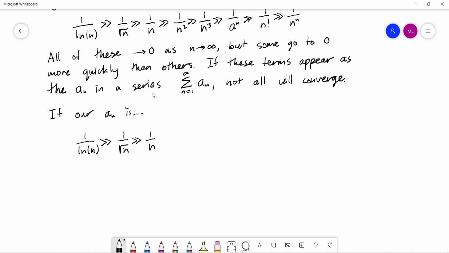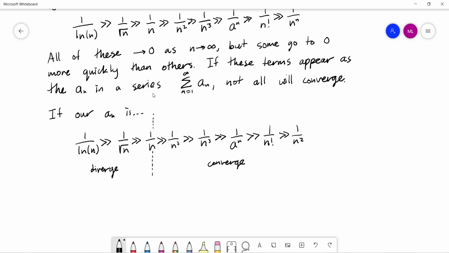are going to diverge. But the second the power of n is greater than 1 in the denominator, so n to the 1.1, n squared, n cubed, fractional powers in between, and so on, 1 over exponentials, 1 over factorials, 1 over n to the nth. Here's our cutoff right here, basically. And it's really at this one, 1 over n. All of these diverge, whereas all of these converge.